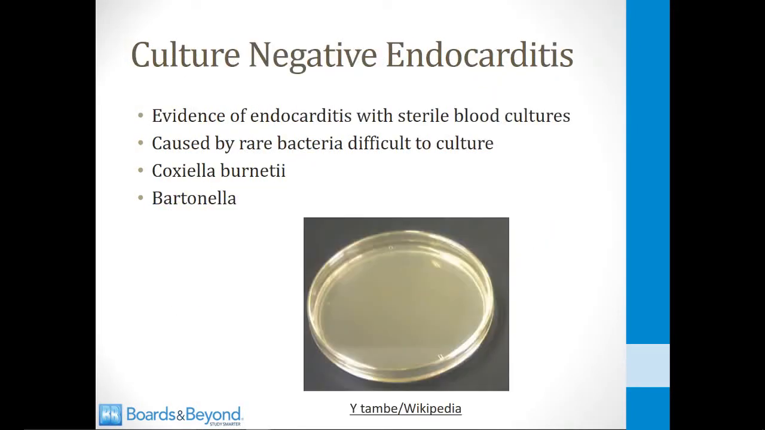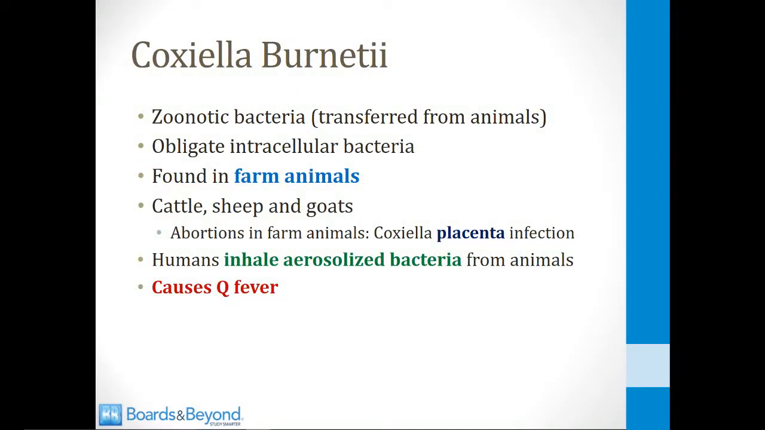Now let's talk about what's known as culture-negative endocarditis. This occurs when patients have evidence of endocarditis, for example, a new heart murmur, and fever and growth on a valve that you can see by echocardiography, but the blood cultures are sterile, meaning bacteria do not grow. This is caused by rare bacteria that are difficult to culture, and the two classic causes of culture-negative endocarditis are Coxiella and Bartonella.